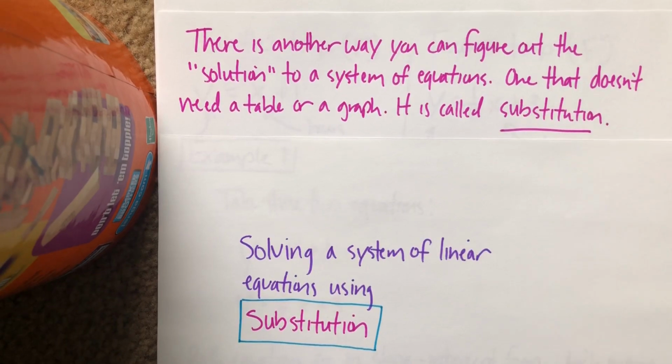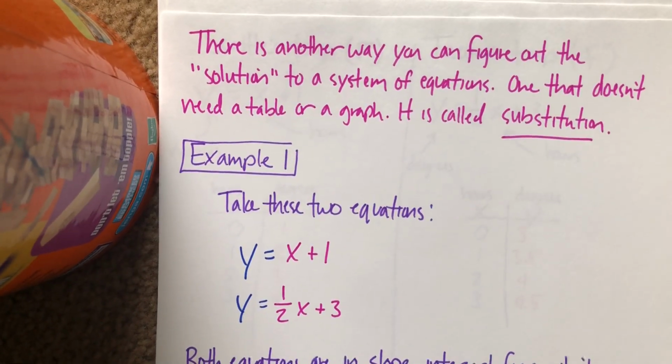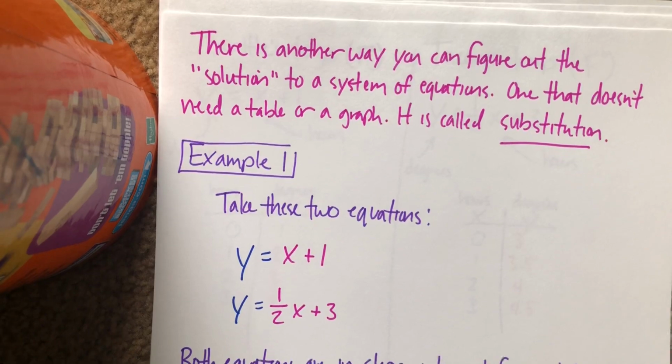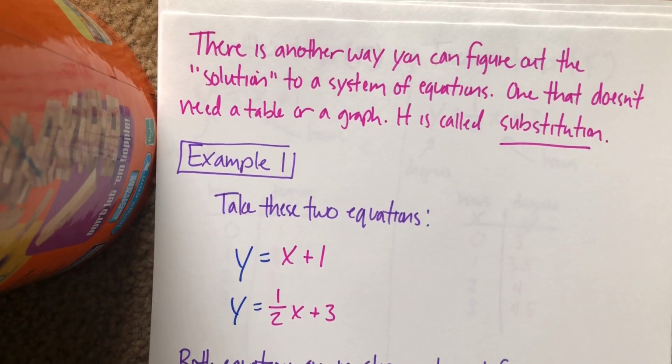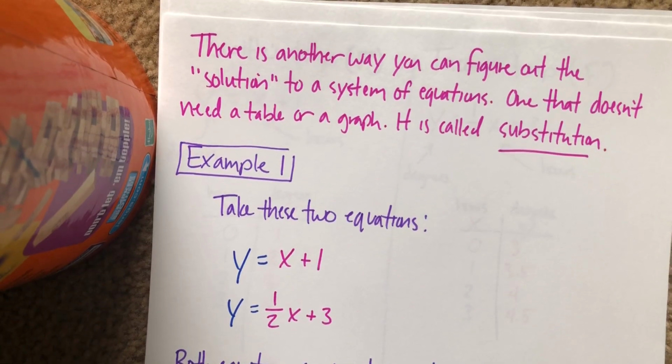Anyway, let's go ahead and say that we had two equations like this: y equals x plus 1 and y equals 1/2 x plus 3. Now I want to figure out what the solution to these two equations is, or when do they cross on a graph, but I'm not going to graph them. So notice a couple of things.